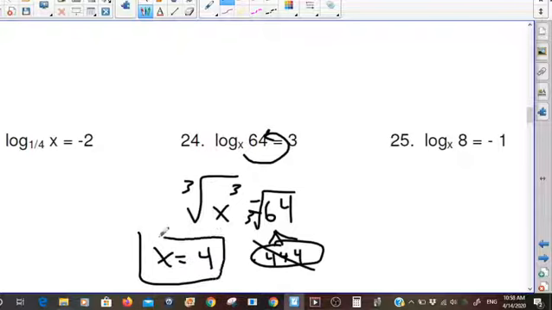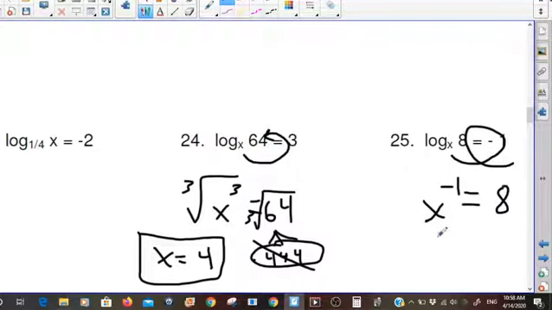So that can help you in lots of these problems. Try some of them out on your own. x to the -1 power equals 8. Well, x to the -1 is the same as just 1 over x to the +1, because it just flips it, remember? And how can that equal 8?